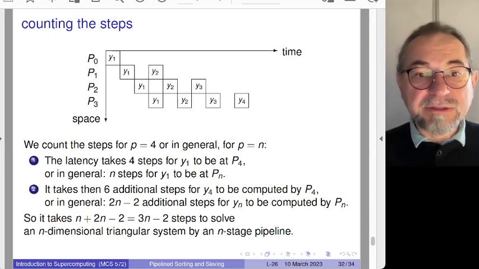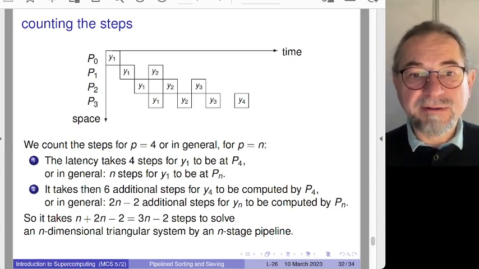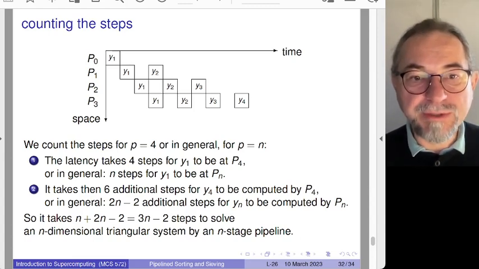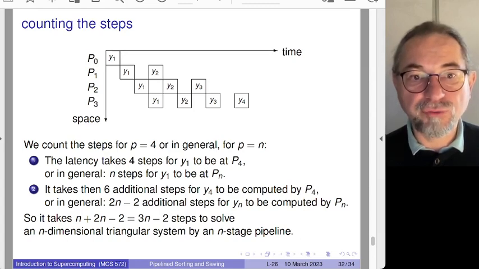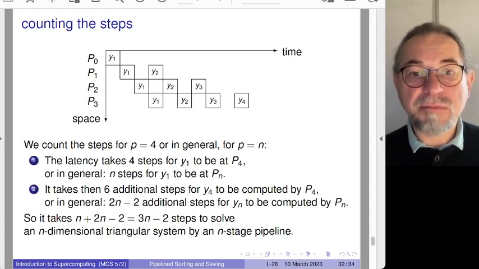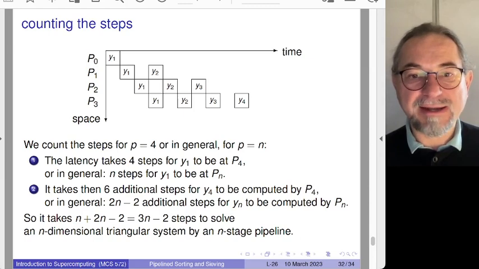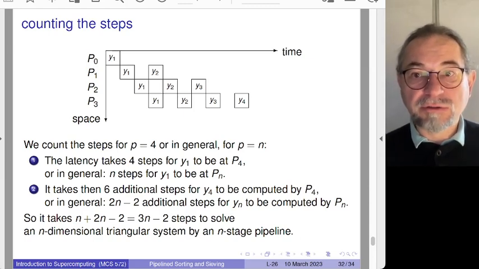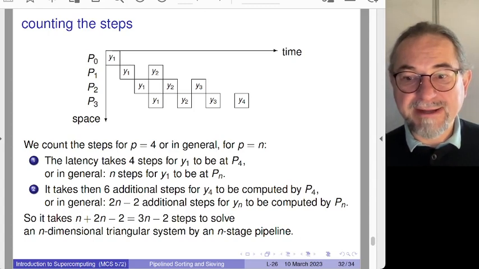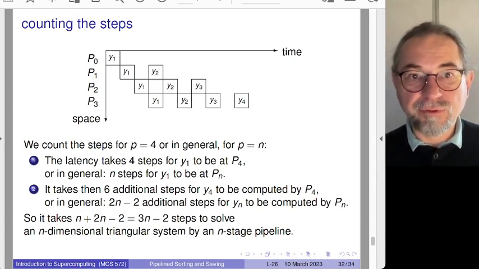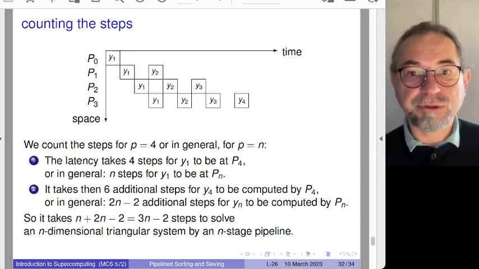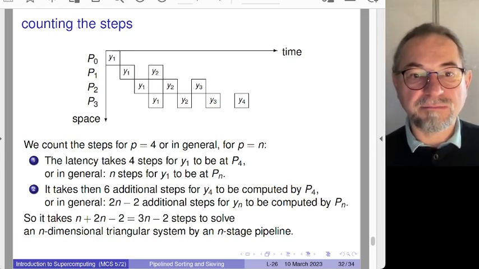So the 6 is then generalized to 2n minus 2. We can add to the 2n minus 2 the n for the pipeline latency, and that gives us 3n minus 2 steps to solve this upper triangular system. So the total cost is n square. We have reduced the n square computation into an n stage computation, by reasoning via the pipeline diagram.